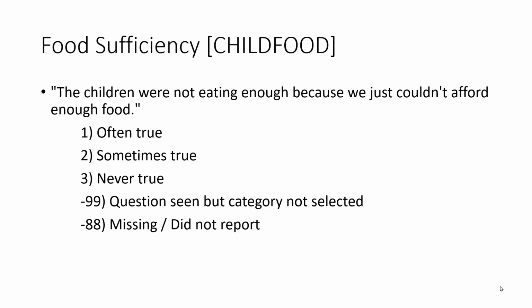Okay, there's one other question on food sufficiency. This is looking specifically among children. The children were not eating enough because we just couldn't afford enough food, and they're asked to respond their level of agreement or truth with this statement. Here, the order is reverse of what we saw. 1 is that is often true, meaning there's more food insecurity. 2 is sometimes true, and 3 is never true.